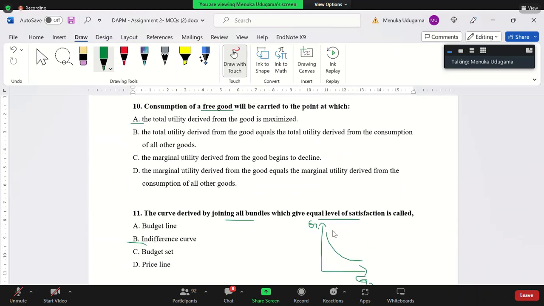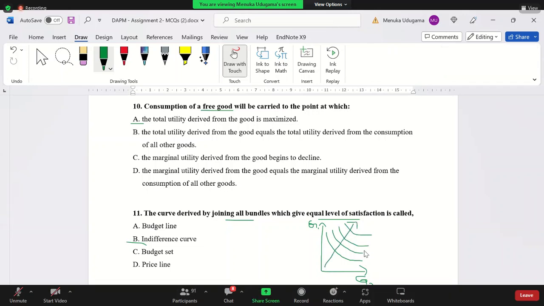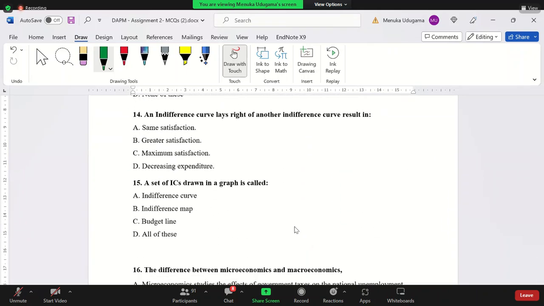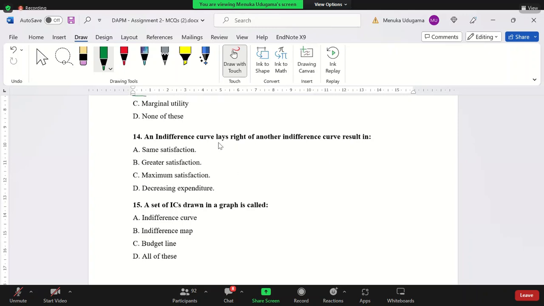An indifference curve lays right of another indifference curve results in what? So indifference curve, and we said that as you move up from the origin, the utility increases, isn't it? Like this is 5, this would be 10, 20, likewise 50, 100. So we can see an indifference curve that lies to the right of another indifference curve results in greater utility or greater satisfaction. Satisfaction up.